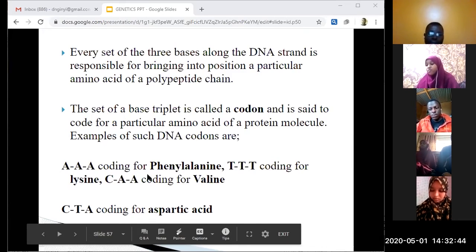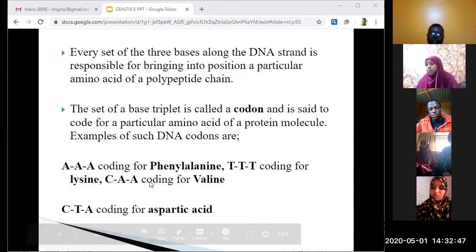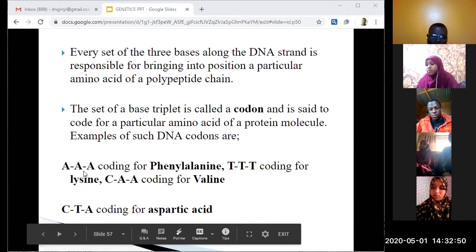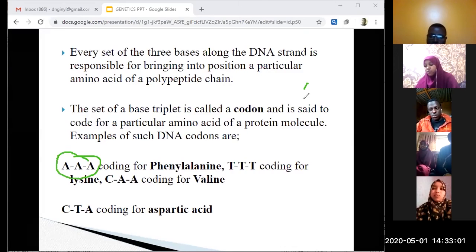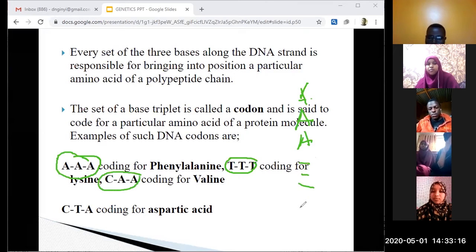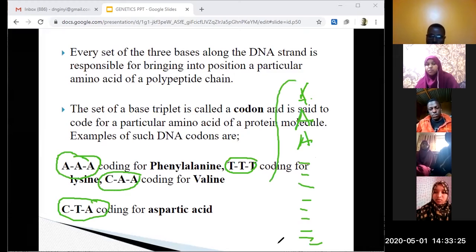Now, supposing we have a DNA consisting of these codons, AAA, TTT, going down. Maybe let me take my pen again. Now, supposing we have this codon, A, and then we have this one following here. Okay, then we have this following here, and then we have this down there. Now we then assume that this is one gene.